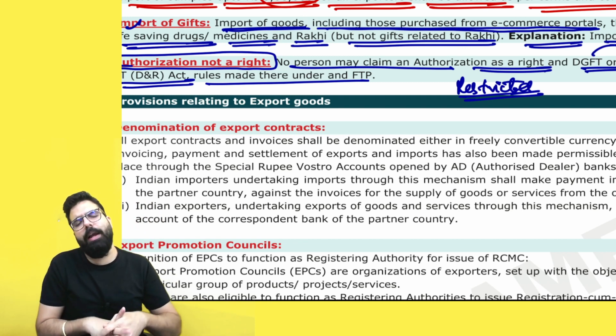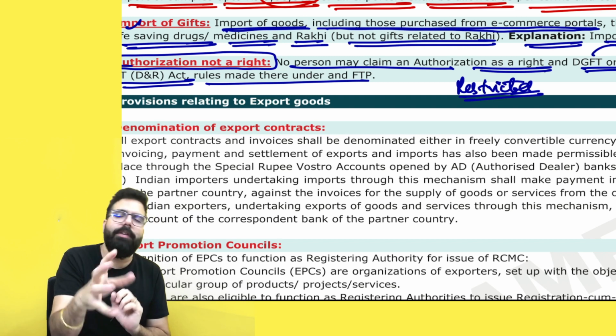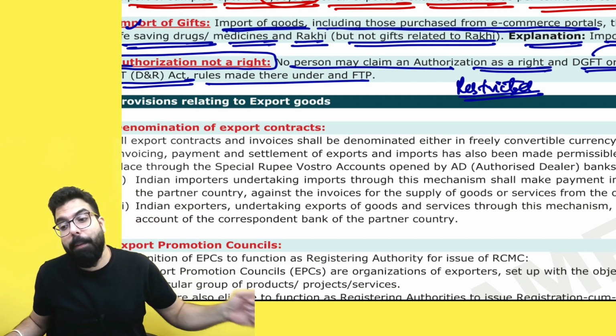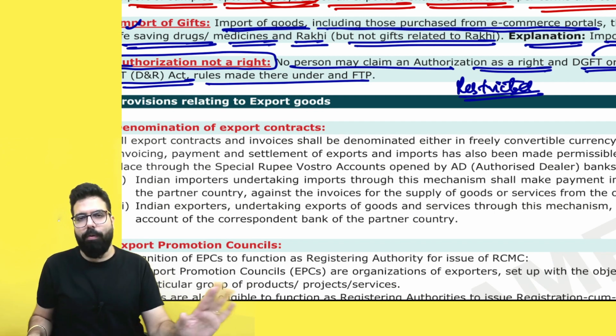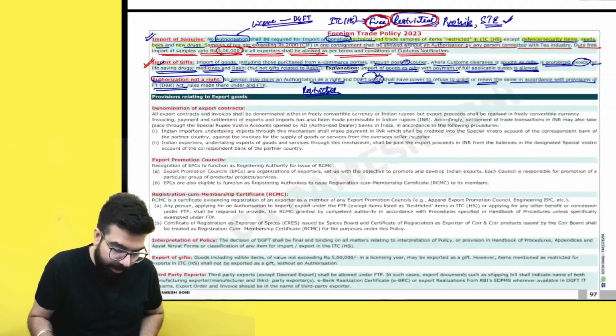They are telling you, if you want an authorization, you can go to the DGFT. If DGFT wants, they will give it to you. If they reject, you can't do anything about it. You can't say, I must be given authorization, I have a right. No. DGFT holds the right to give you or not give you authorization. That point is clear.